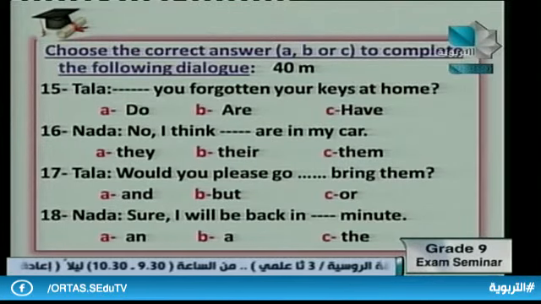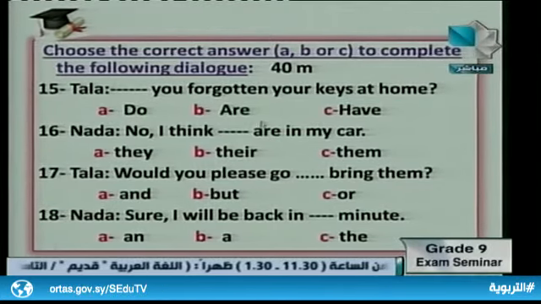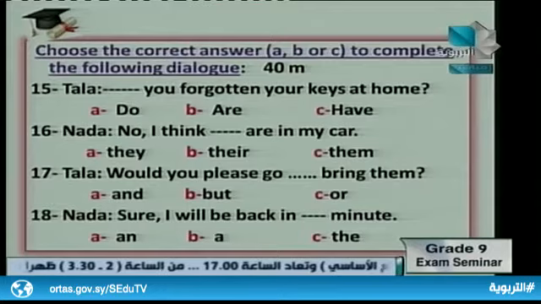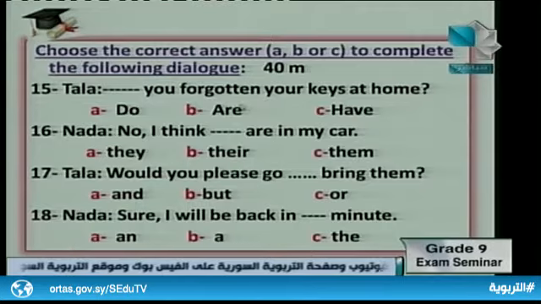Number 15, of course, is the conversation between Tala and Nada. Tala says, "You forgotten keys at home?" Do, or are, or have? How can I as a student know if I must choose do, are, or have? Here we have the verb forgotten, which is in the past participle form. Before a past participle, we must use have or has. But here, because the subject is you, we are going to choose have, and we don't have has in the choices.